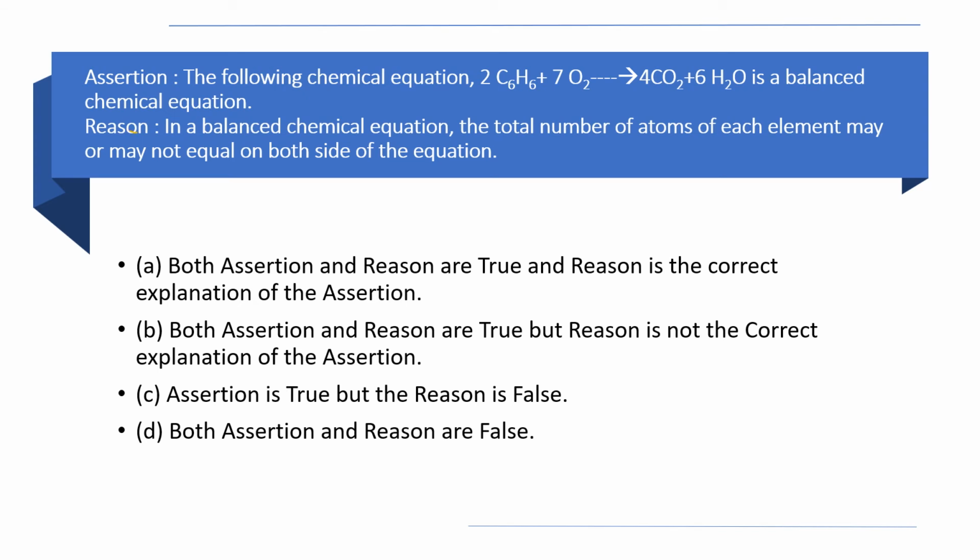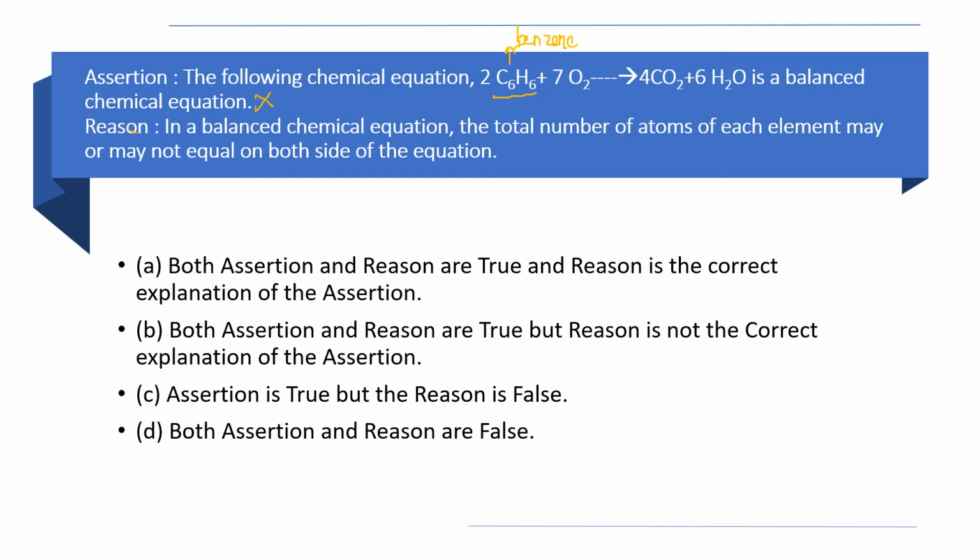The following chemical equation: 2C6H6, here C6H6 means benzene, the organic compound, plus 7O2 gives 4CO2 plus 6H2O is a balanced chemical equation. Let's check 2C6H6. How many carbon atoms are here? 6 into 2, that is 12. Is it a balanced chemical equation or not? No. So this assertion is wrong.